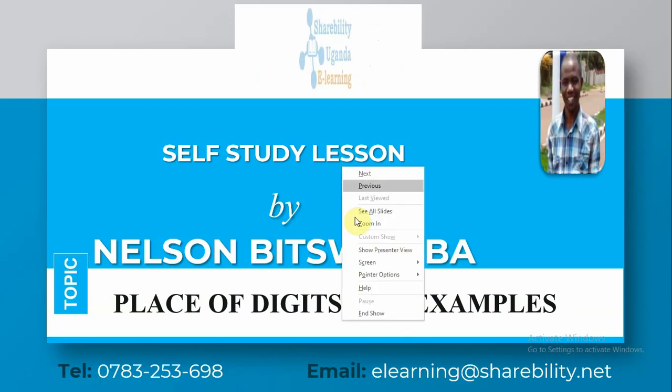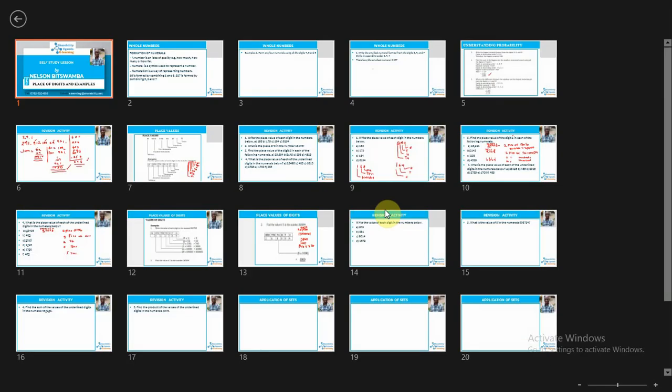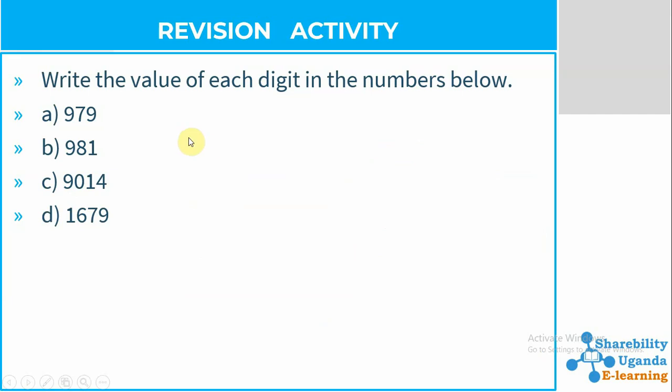So we shall go direct to some of these questions. We had so far solved some of the questions. So here we shall look at this revision activity. Here they wanted us to write the values of each digit in the number below.